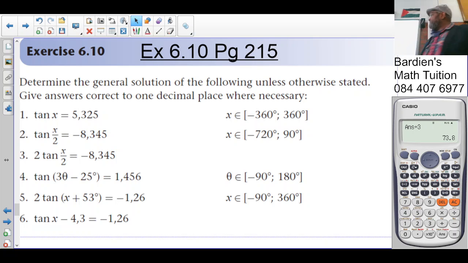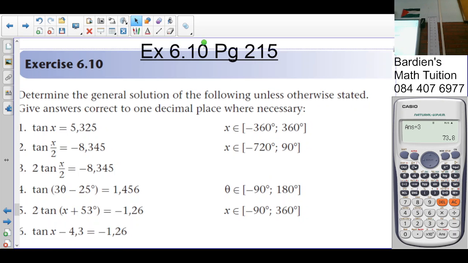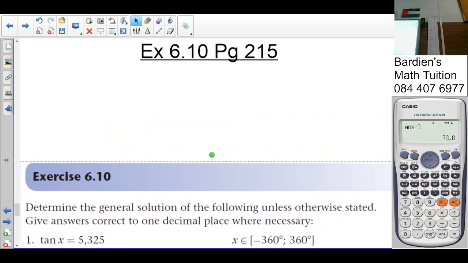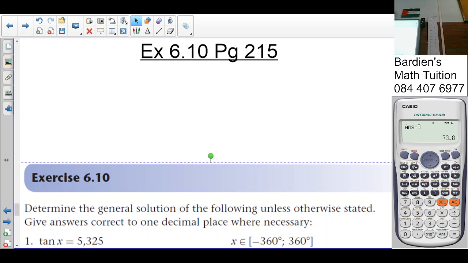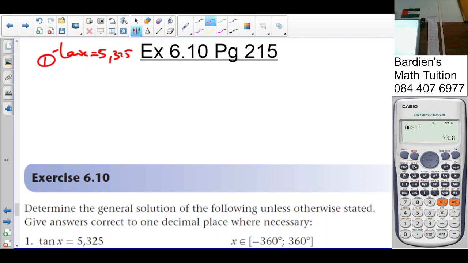6.10 on page 215. Now I asked you to do the odd numbers, not so? Right, so let's look at the odd numbers quickly. So for number 1, tan of x is equal to 5,325. But the question also has a restricted domain there, where x is an element of negative 360 to 360.